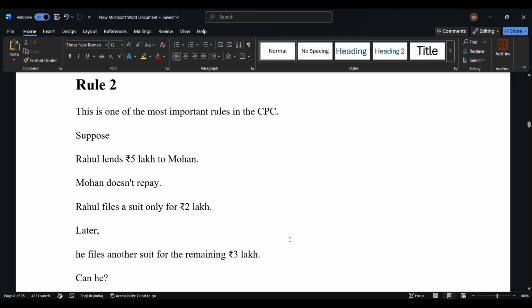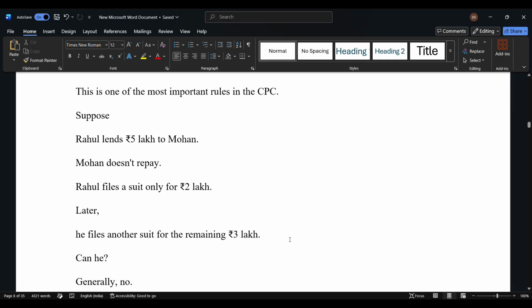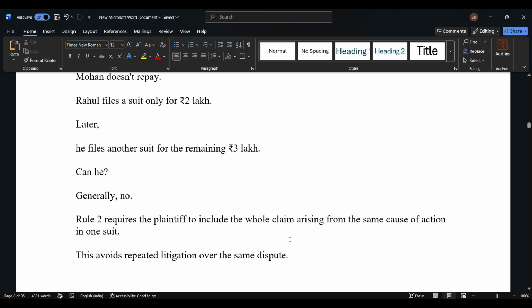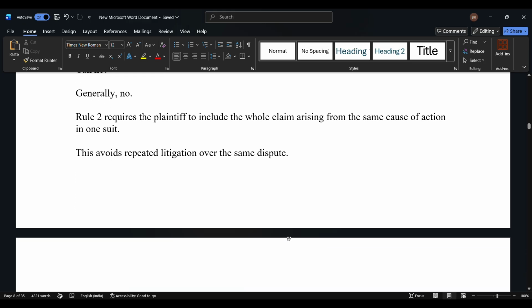Suppose Rahul lends 5 Indian rupees lakh to Mohan. Mohan doesn't repay. Rahul files a suit only for 2 Indian rupees lakh. Later, he files another suit for the remaining 3 Indian rupees lakh. Can he? Generally, no. Rule 2 requires the plaintiff to include the whole claim arising from the same cause of action in one suit. This avoids repeated litigation over the same dispute.